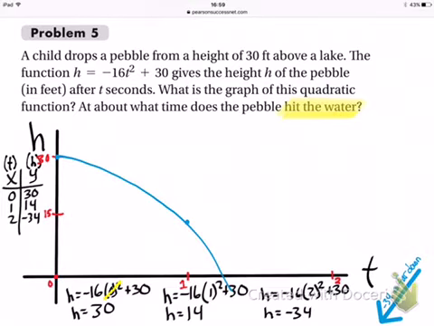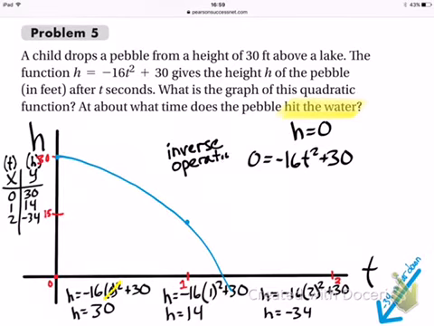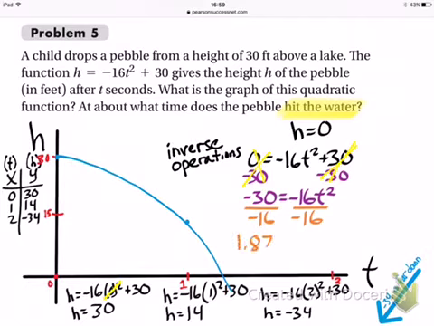Next, the pebble hitting the water. That would be when the pebble has a height of 0. So what you can basically do is set the function equal to 0 and use inverse operations to solve. The first inverse operation would be to subtract 30 from both sides. Then 30 minus 30 goes away, and 0 minus 30 becomes negative 30. The negative 16t squared just comes down. Then you would divide both sides by negative 16, and you would get 1.875 equals t squared. We don't want t squared, we want t, so we have to get rid of the exponent of 2. And if you remember correctly, you would have to square root both sides to make that happen.